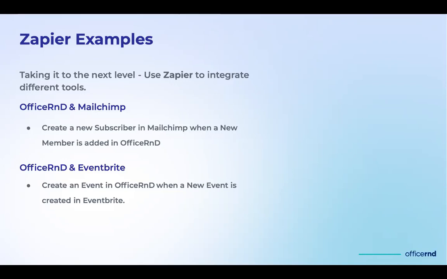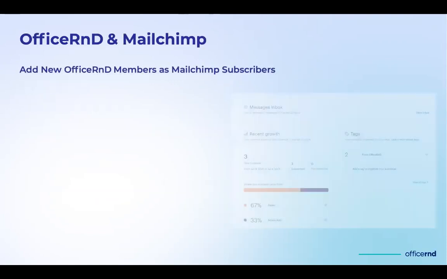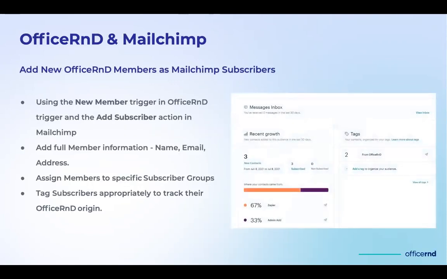We need to set up a trigger within OfficeRnD here, which is called new member. And this new member trigger is actually going to provide us with all the information that we need to connect that member into MailChimp as a subscriber. So this trigger will grant us the full member information. So we'll have their name, their email, their address, any additional custom properties that we might want to pass on as well, such as date of birth or something similar.